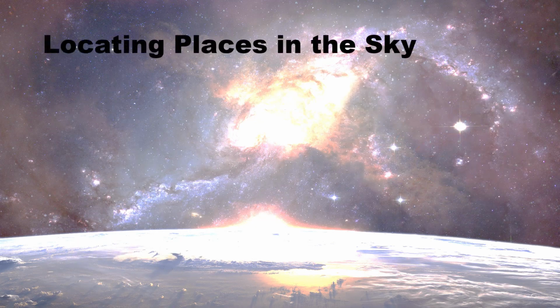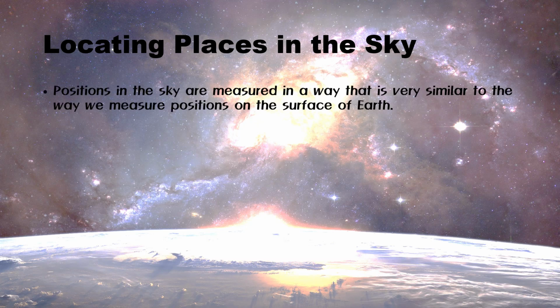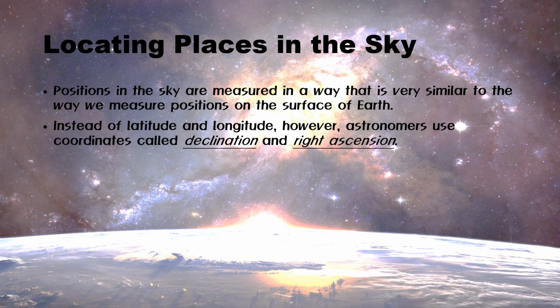So let's take this same principle of using a grid system to help us locate places in the sky. Positions in the sky are measured in a way that's very similar to the way we measure positions on the surface of the Earth. But we don't have latitude and longitude. Instead, we use coordinates called declination and right ascension.